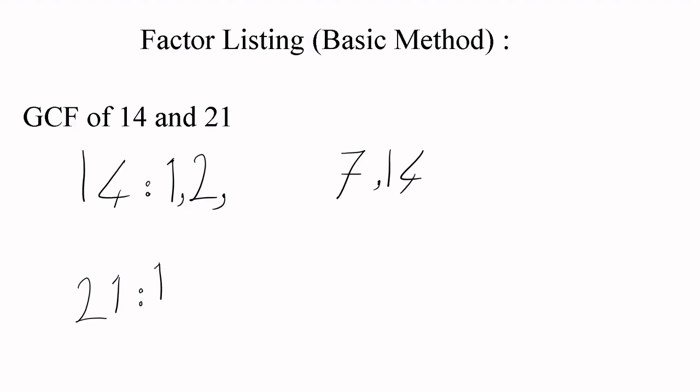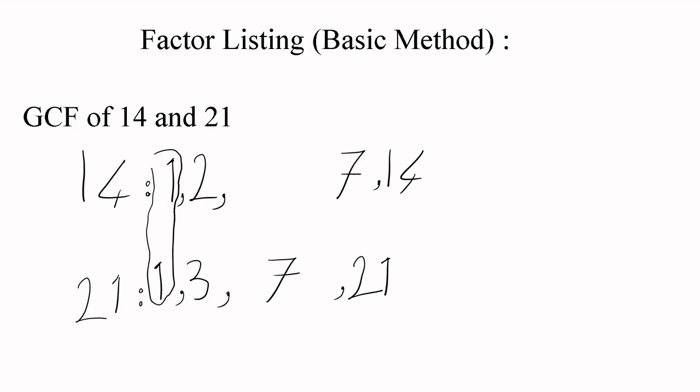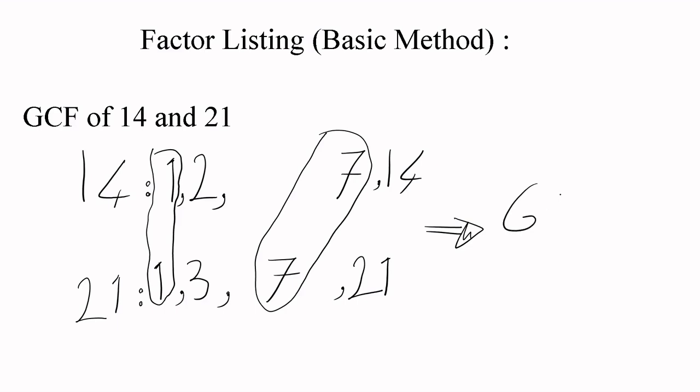What about 21? Always start with 1 and the number 21. What else? I know 3 and 7. What else? No, I do not know any other numbers, but you can check it. Can you see anything common between them? Yes, 1 is common between them and 7 is common between them too. So which one is the greatest? In this case, the GCF is 7.